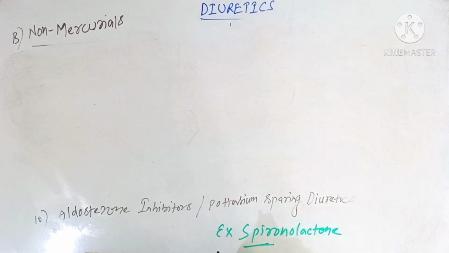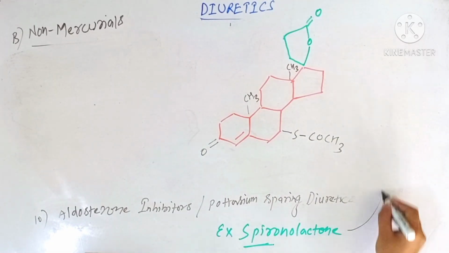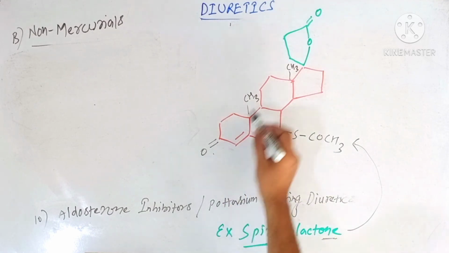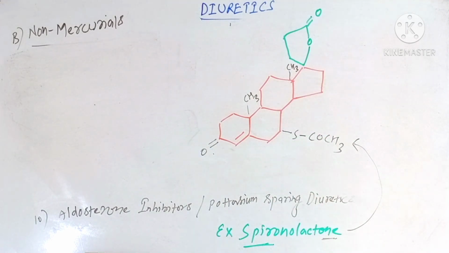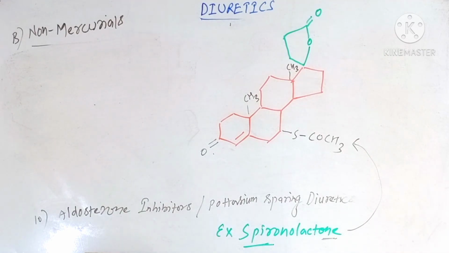So what is the structure of spironolactone? So this is the structure of your spironolactone. One means two ketones, first one and your second one, and spiro means this junction is known by the name spiro junction. So spironolactone.